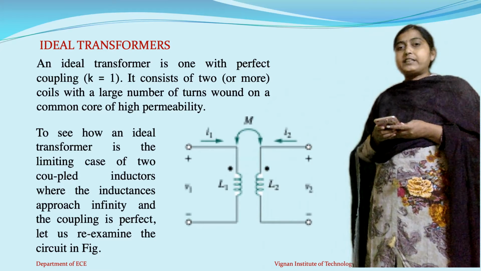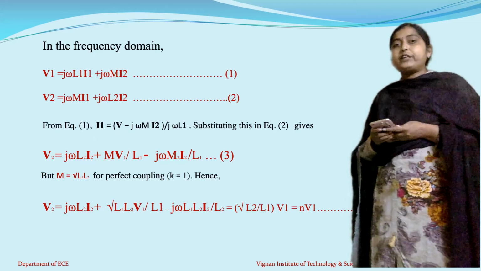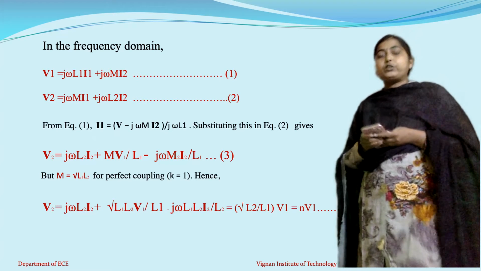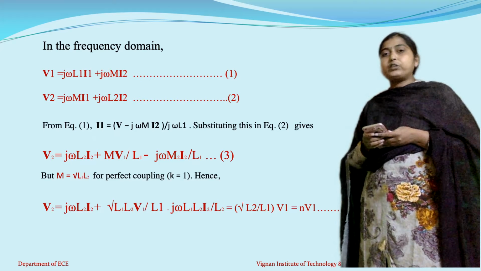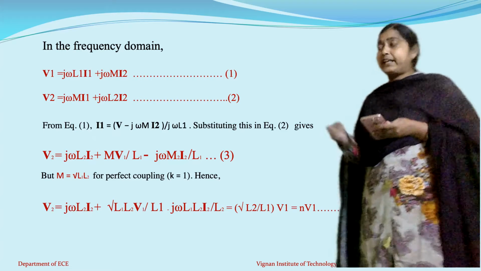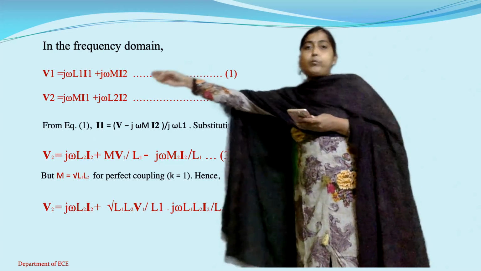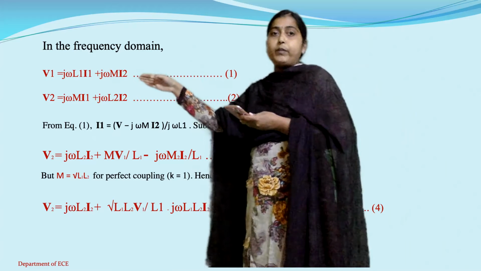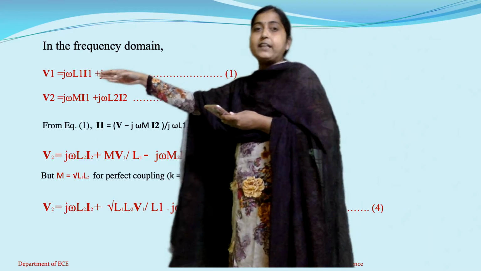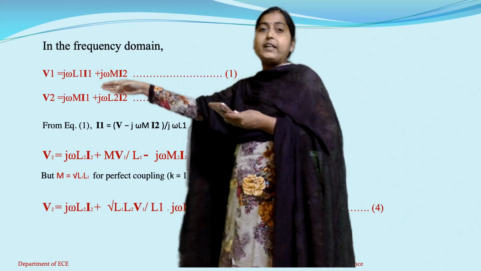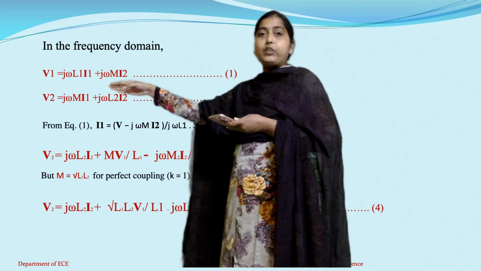Let us understand what an ideal transformer is here. Applying KVL to the circuit in the frequency domain, we get the voltages induced in the first and second coils based on the dot convention. We can write V1 equals j omega L1 I1 plus j omega M into I2. Why am I taking a plus sign here? The plus sign indicates that the dots are placed such that the current through both coils is entering at the dotted terminals. That is why we put a plus sign.